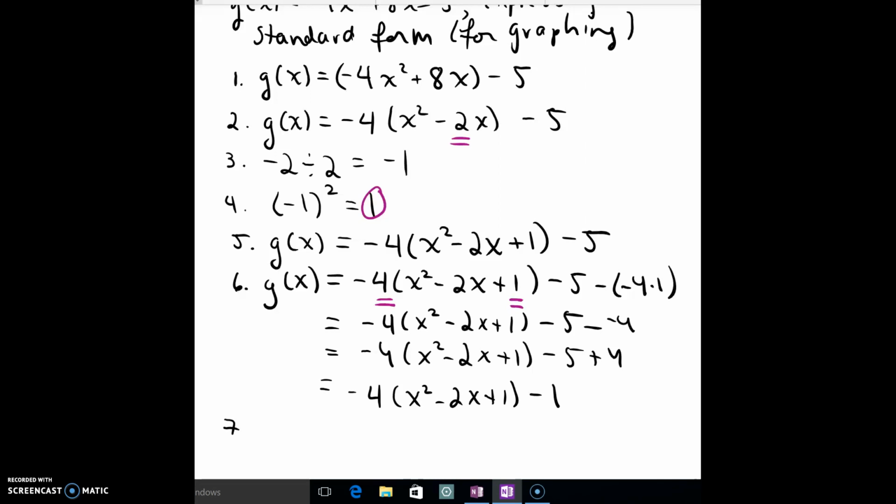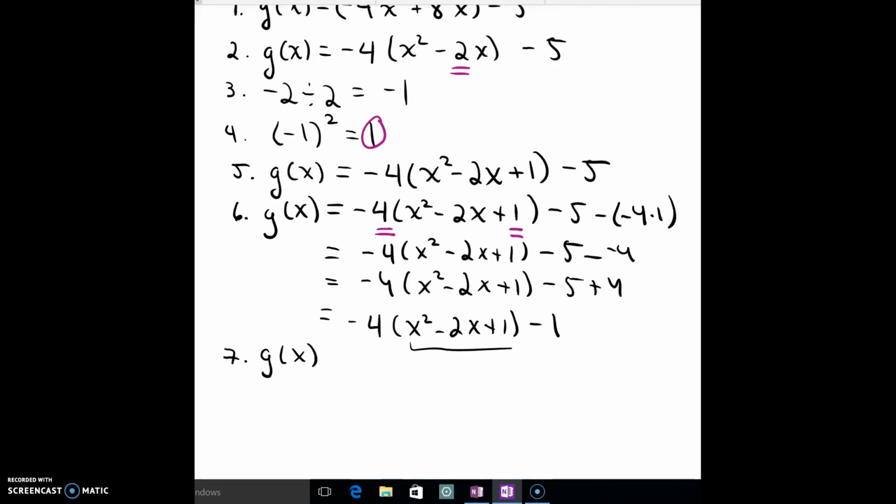And the last thing we have to do is step 7, and step 7 tells us whatever we have in the set of parentheses there, we have to factor that completely as a perfect square. So I want you to think about how we can factor x squared minus 2x plus 1. Can we think of 2 numbers that multiply out to 1 and sum up to negative 2? And those 2 numbers are going to be negative 1 and negative 1. So I can rewrite this like this. But again, remember that standard form is x minus something squared. And so we can rewrite that as x minus 1 squared minus 1.